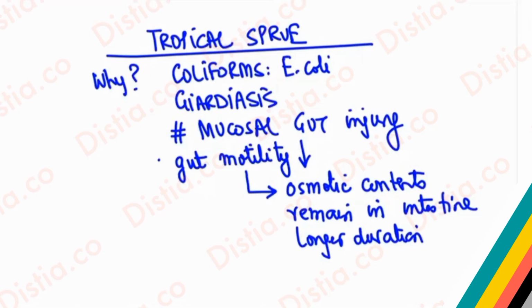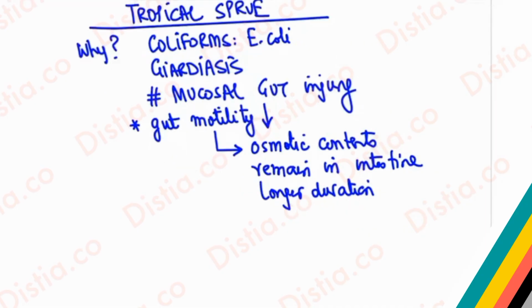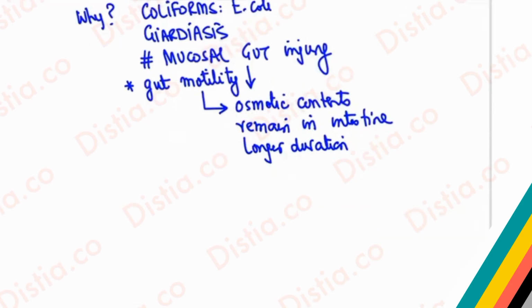I want to highlight this statement because usually I get a lot of queries saying, sir, you said decreased gut motility, why is it not going to be constipation? It's a slight reduction. So the end result is again an osmotic diarrhea component coming up.